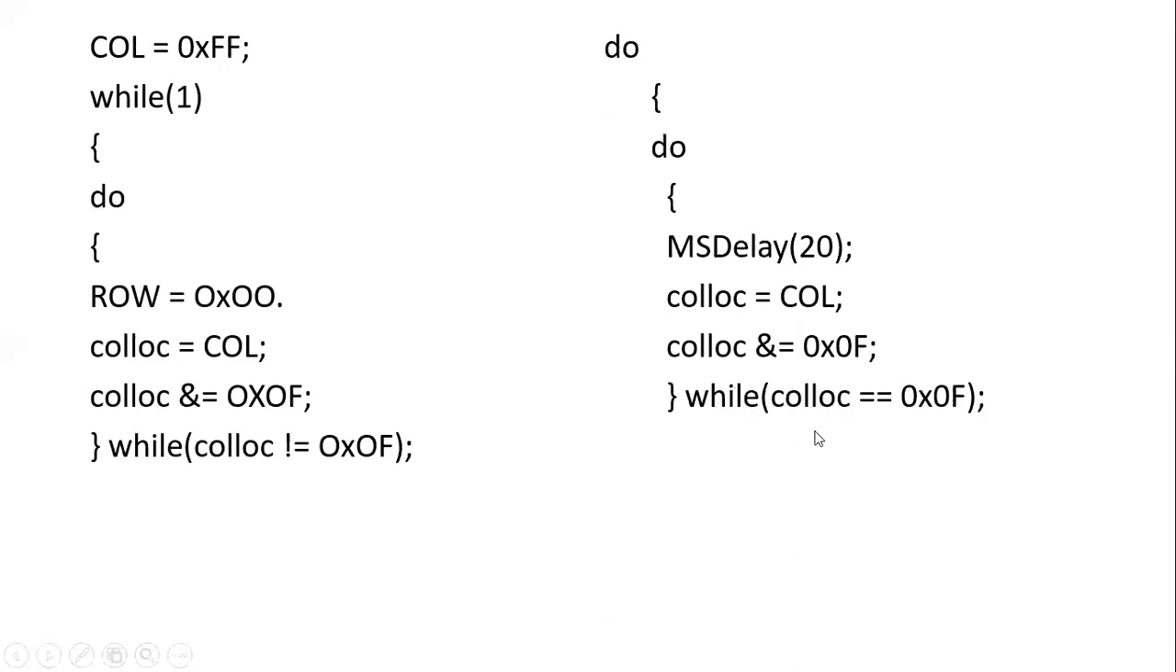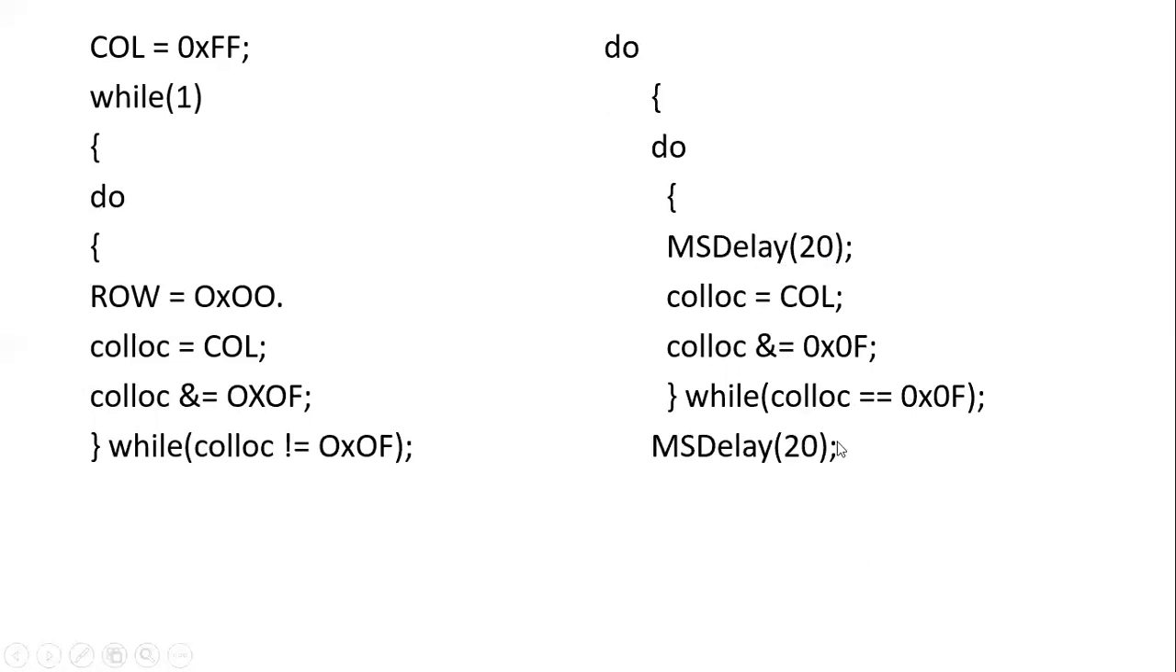Then we have to check, isn't it, whether the columns are equal to F? When the columns are equal to 0F, what does it mean? Very good, keys are not pressed, isn't it? So then what you have to do? You have to do it again. Again, do the delay. Then you read the column. If there is a key press, then we will continue. Okay. If it is not equal, that means there is a key press detected, isn't it?